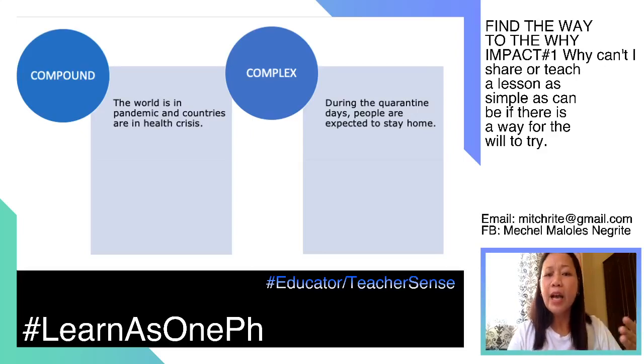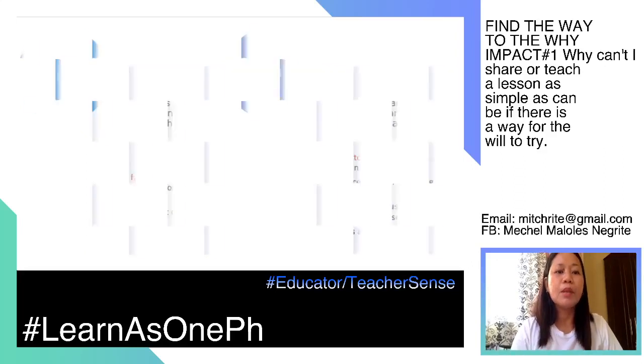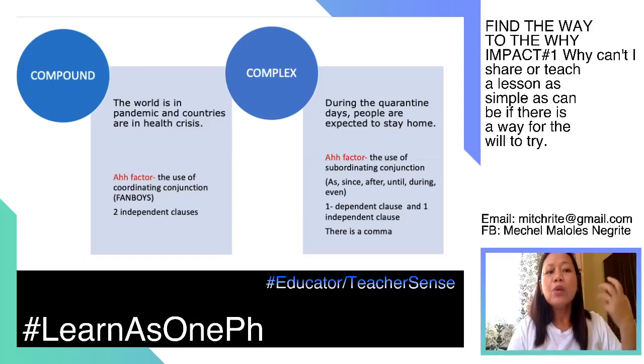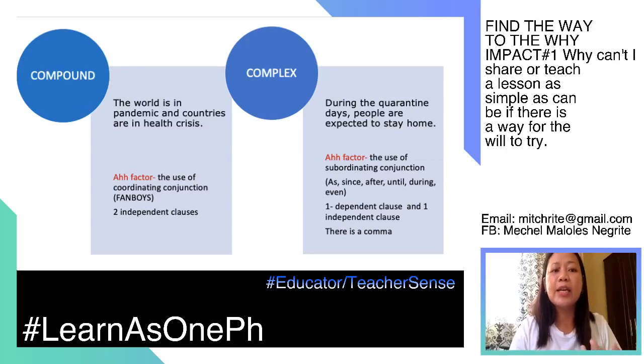Okay, so something like, kaya pala siya compound. Kaya pala siya complex. Ano yung a factor that we can be able to discover? So, let's have it on. Ayan. So, compound sentence, there is a factor in a compound sentence because, just like the example we have, the world is in pandemic and countries are in health crisis, we would be able to discover that, kaya pala siya compound sentence kasi we use the coordinating conjunctions.